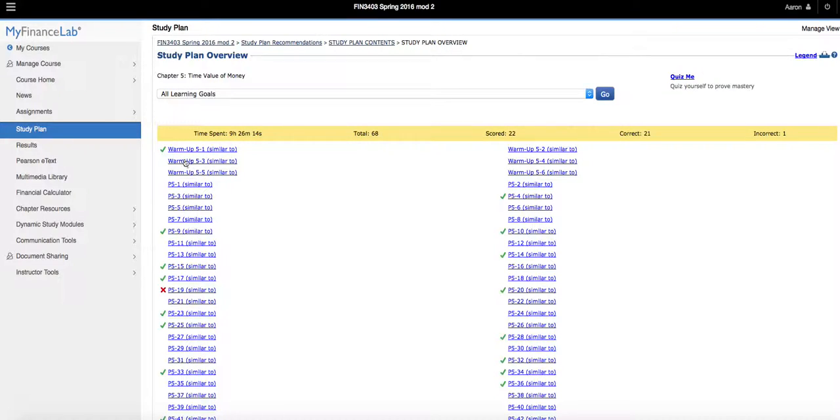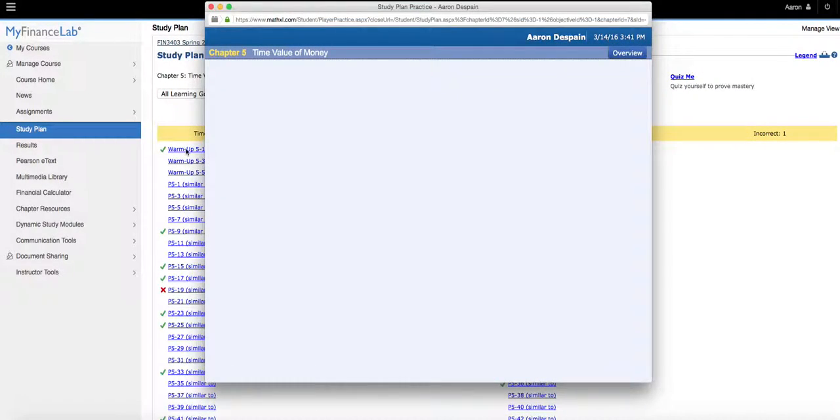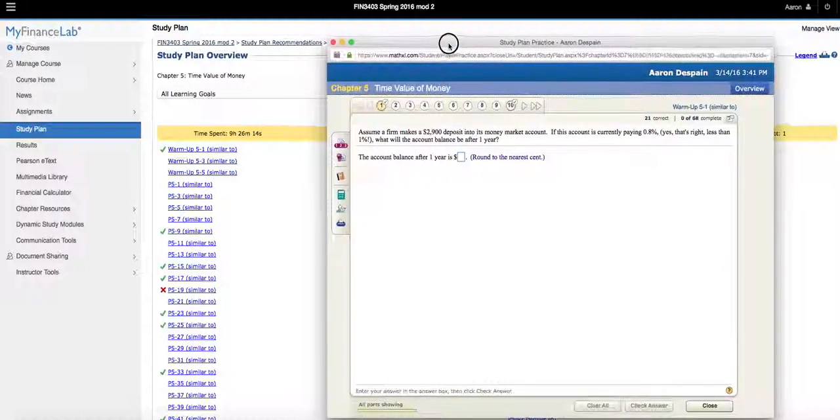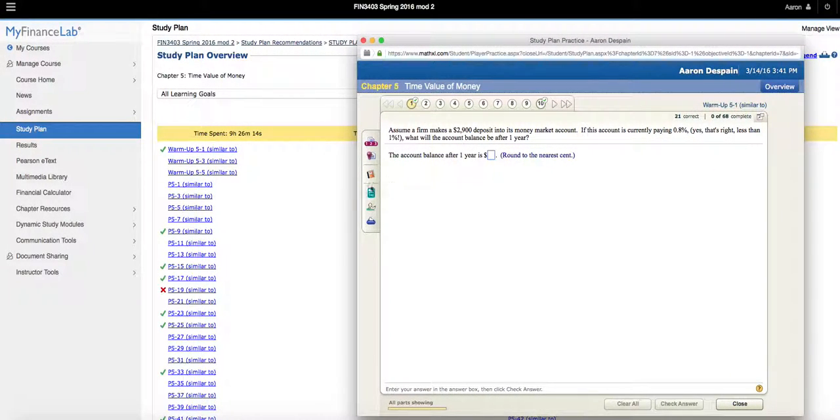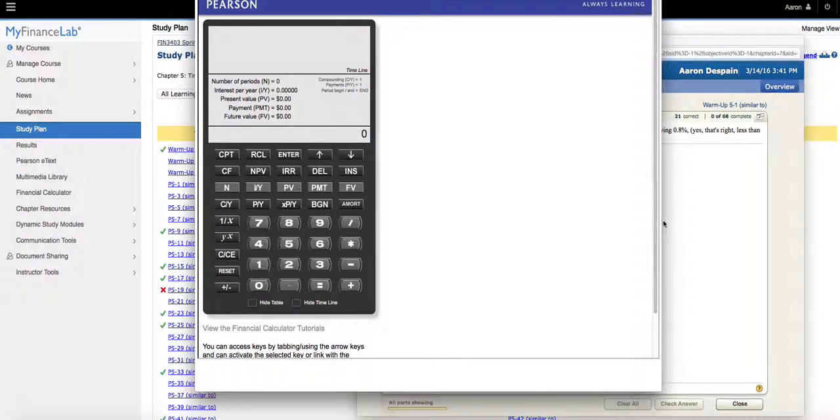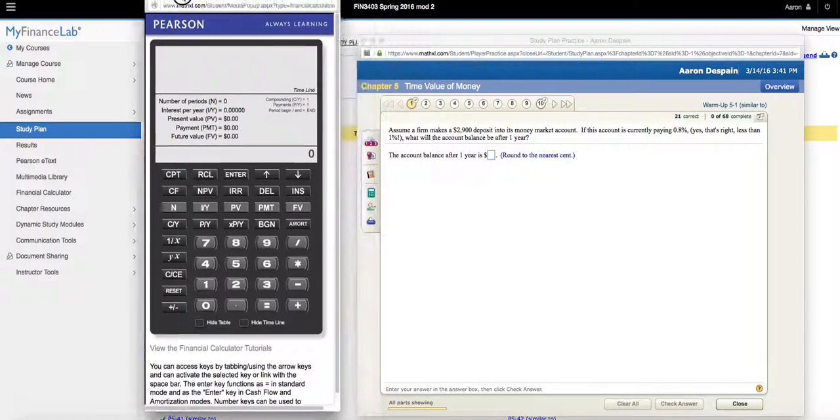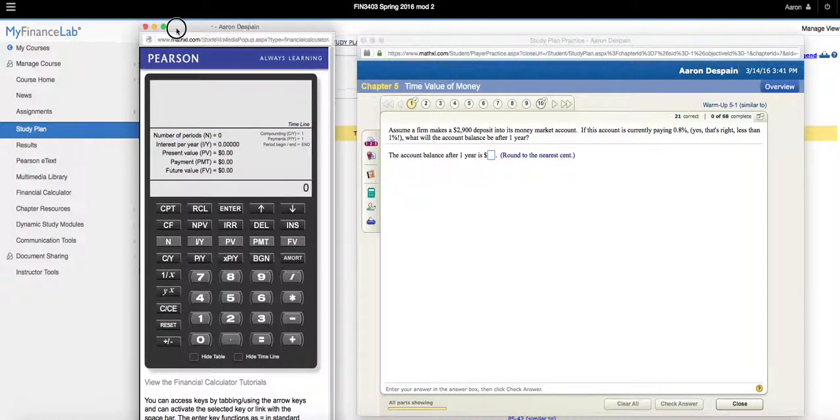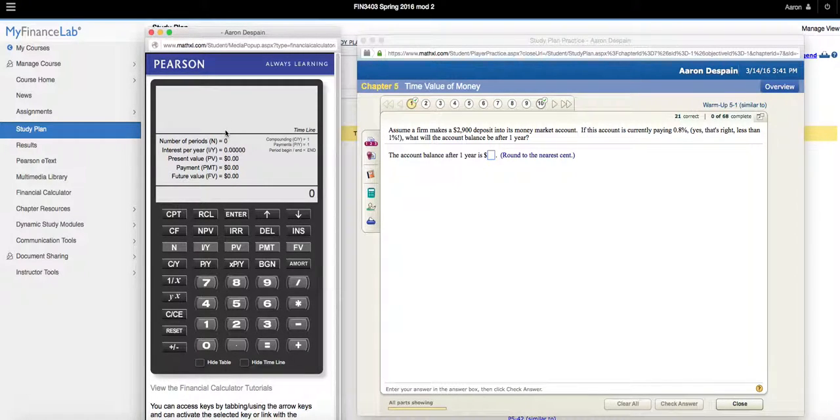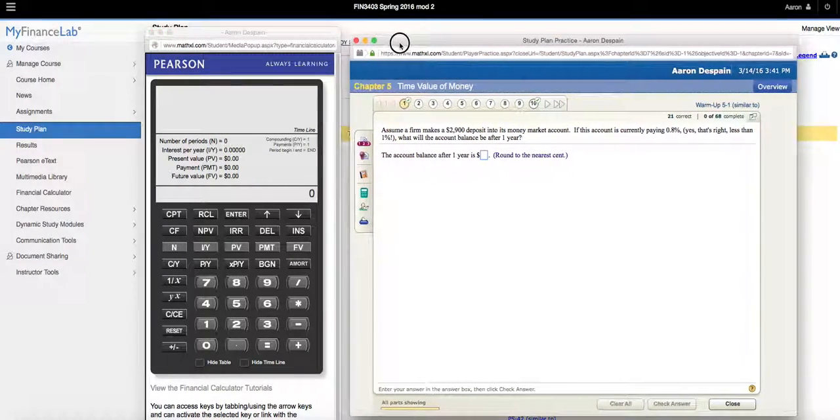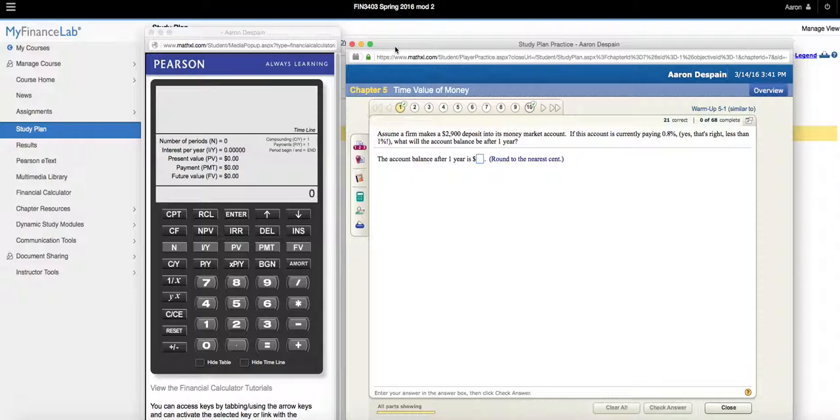But again, if we take a look at a practice problem, you can see that there are financial calculator tools already built into the specific problems. You'll see it here with the financial calculator icon. If I click on that calculator icon, it's going to pop up the financial calculator. It's going to look and feel very much like the BA II Plus by Texas Instruments that's recommended for the course. There are a couple of minor differences, but this one is actually a little bit more user-friendly even than the Texas Instruments BA II Plus model.